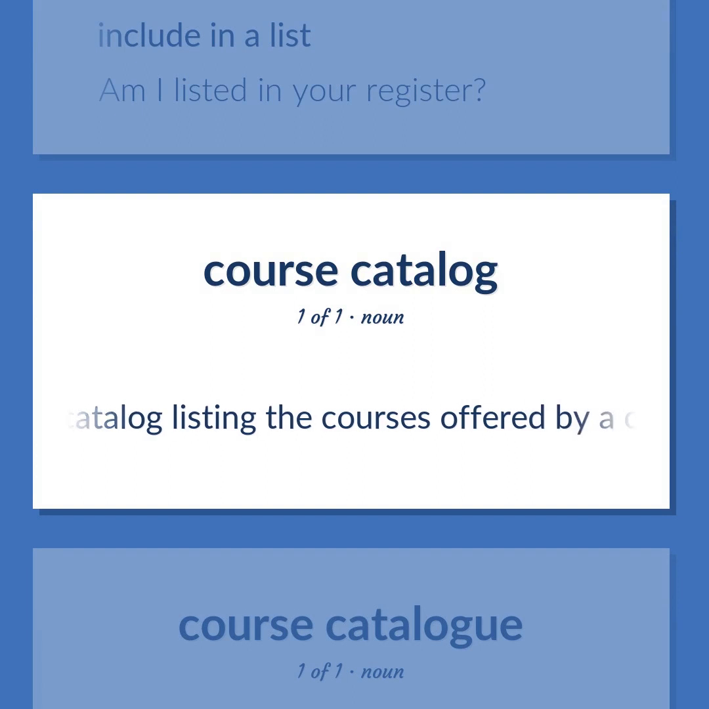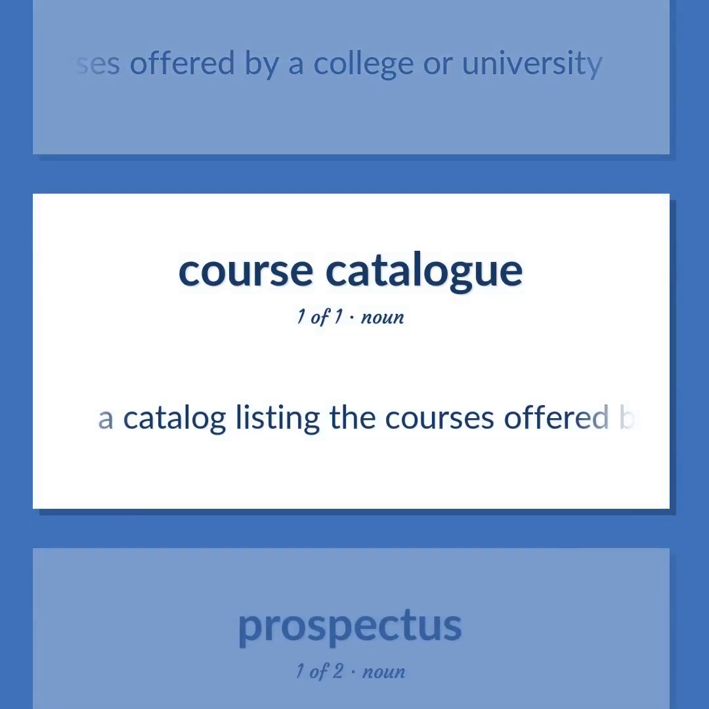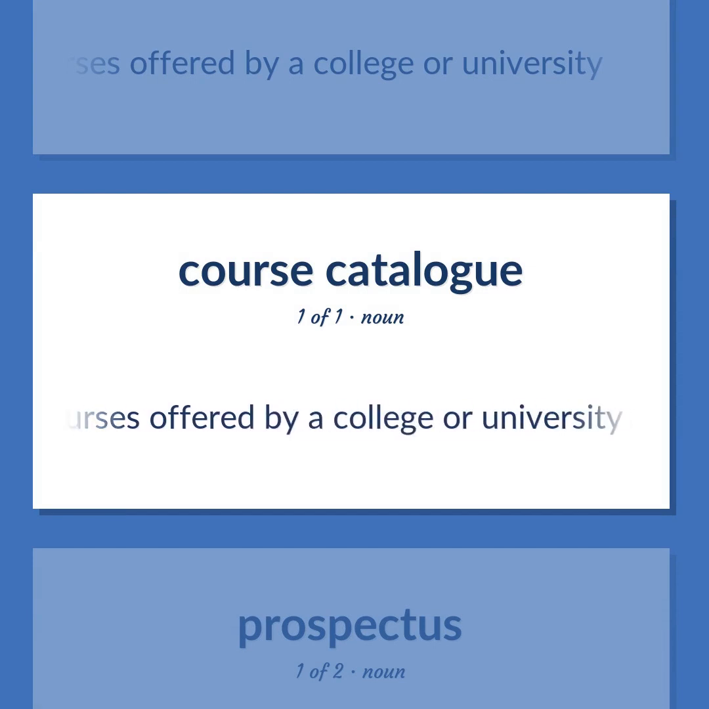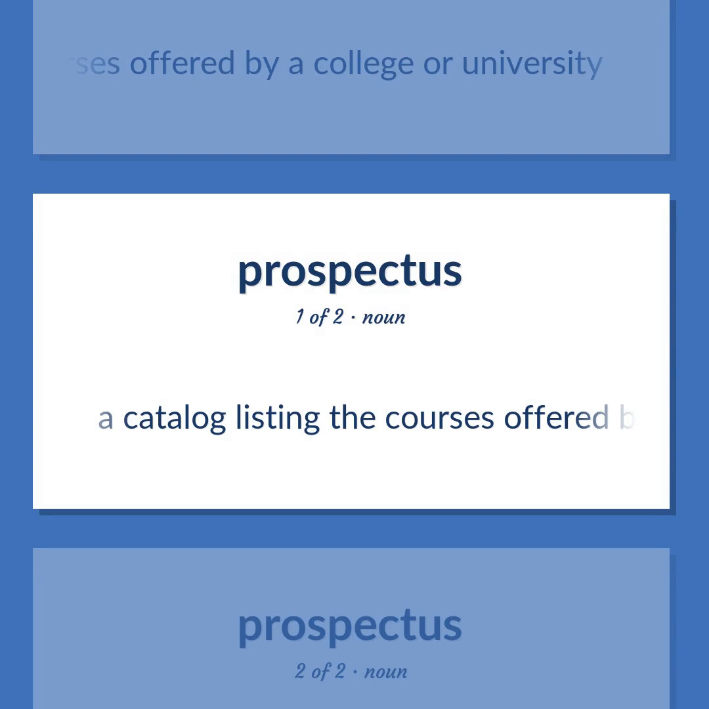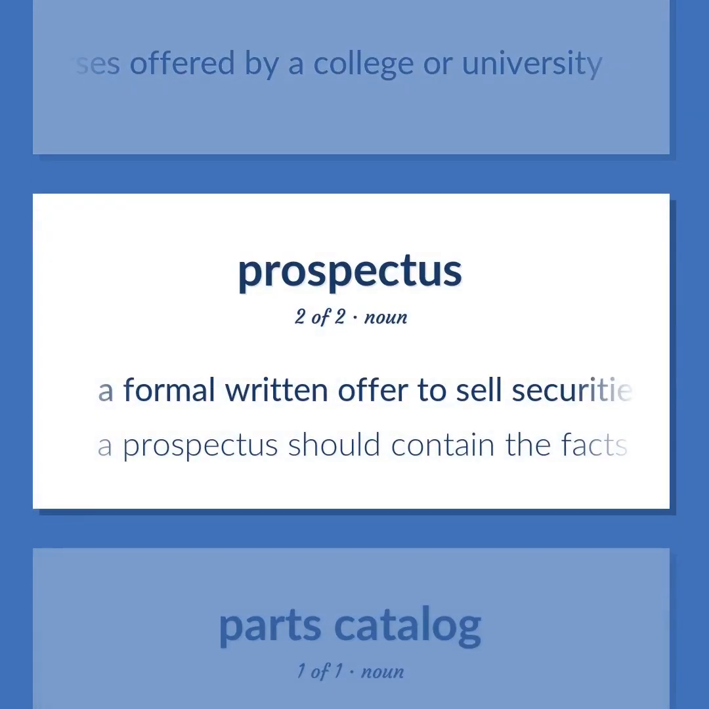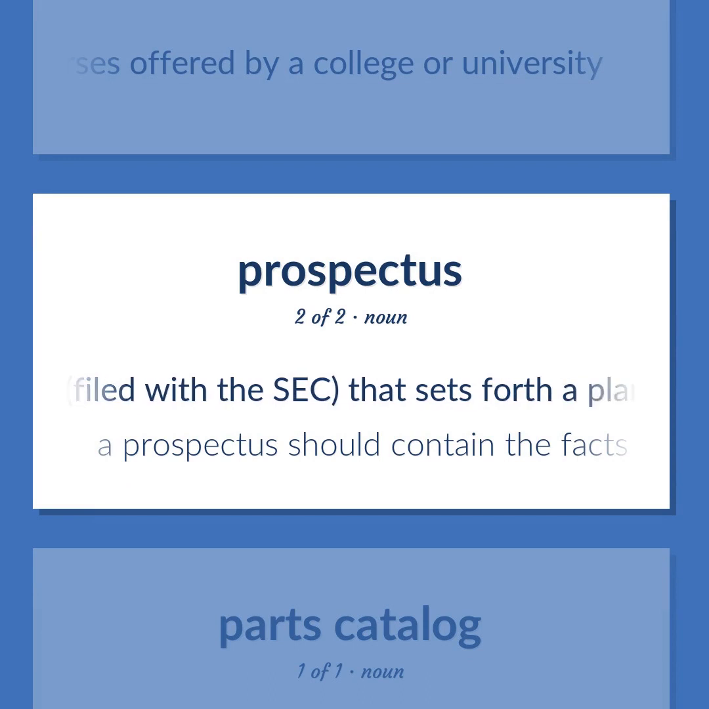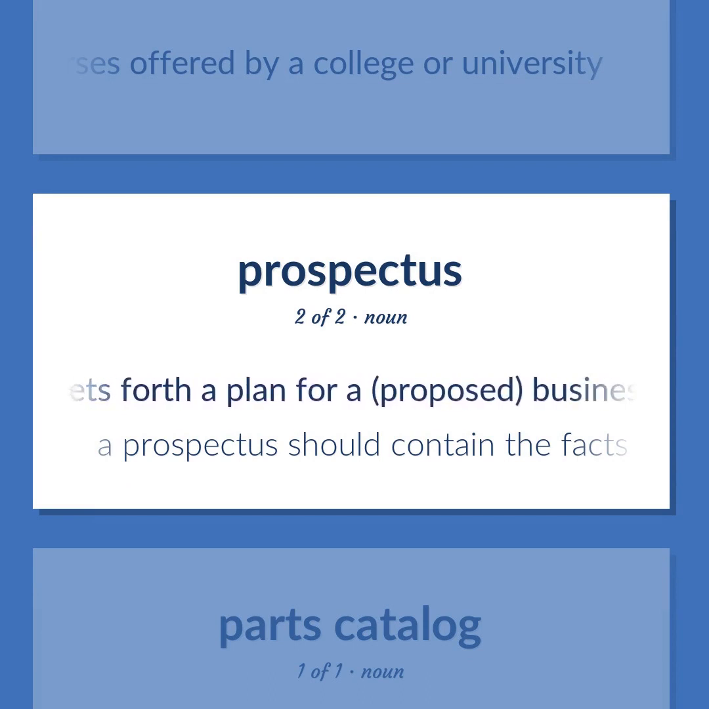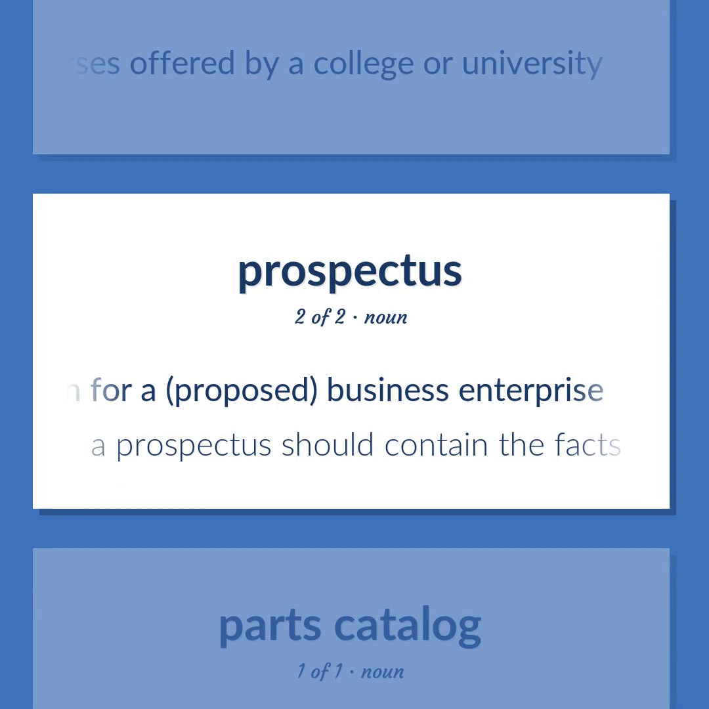A catalog listing the courses offered by a college or university. A formal written offer to sell securities, filed with the SEC, that sets forth a plan for a proposed business enterprise. A prospectus should contain the facts that an investor needs to make an informed decision.